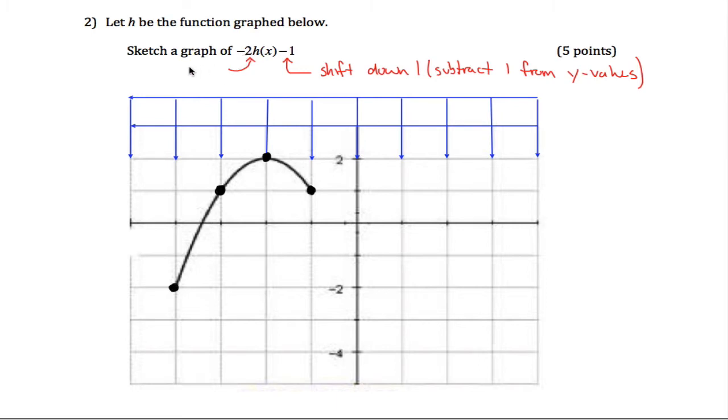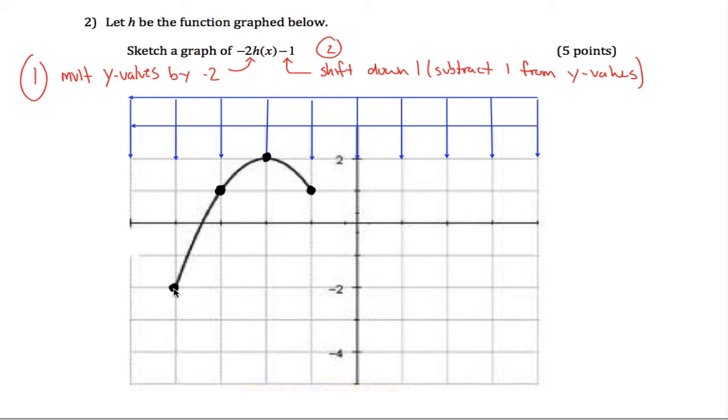And then this negative 2 here, it's a, well, depends how you think about it. It's a vertical stretch, but really what we're going to do is multiply our x values. It's not true. We're going to multiply our y values, because it's a vertical stretch, by negative 2. And then something that's important is the order you do these in. It's imperative that you do this one first and this one second.